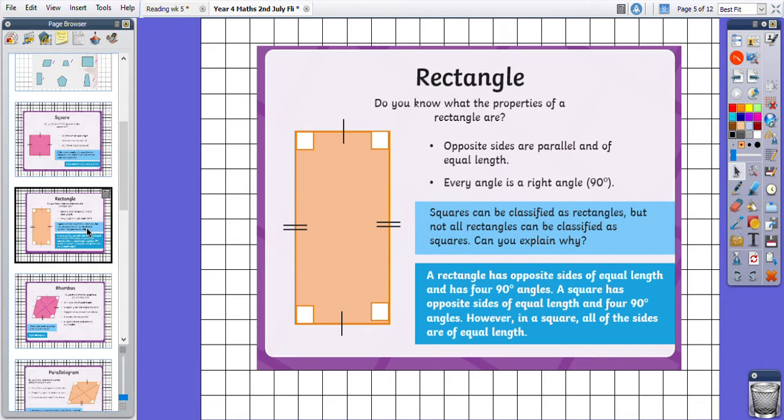Then we've got a rectangle. Okay, the opposite sides are parallel again, so top and bottom, left and right, and every angle is a right angle. Okay. These two sides will always be the same length, and so will these two sides here.